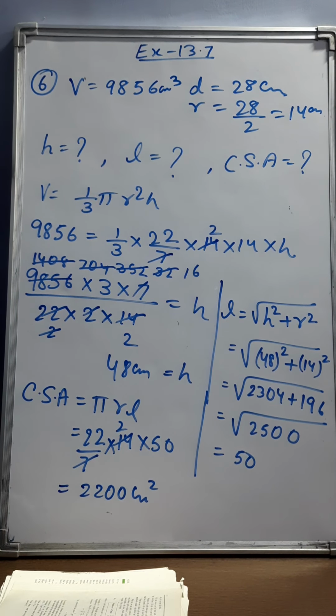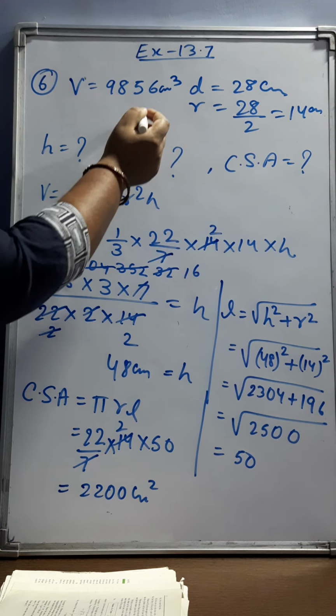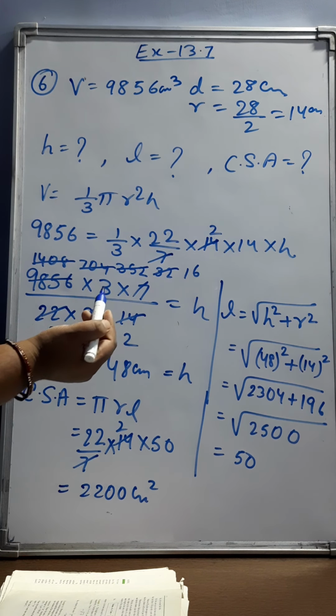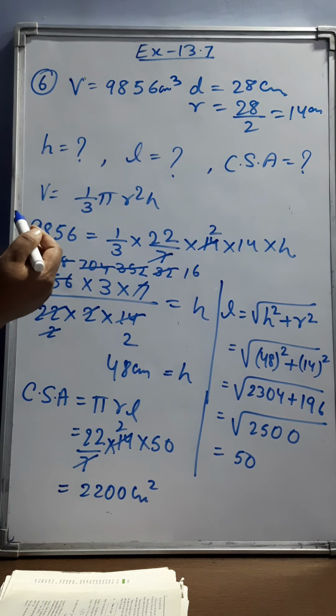Question number 6 says, the volume of a right circular cone is 9856 centimeter cube. If the diameter of the base is 28 centimeter, we have to find the height of the cone, the slant height of the cone, and the curved surface area of the cone. In the same way, diameter is 28, radius we calculate by 28 divided by 2, which comes to 14 centimeter.